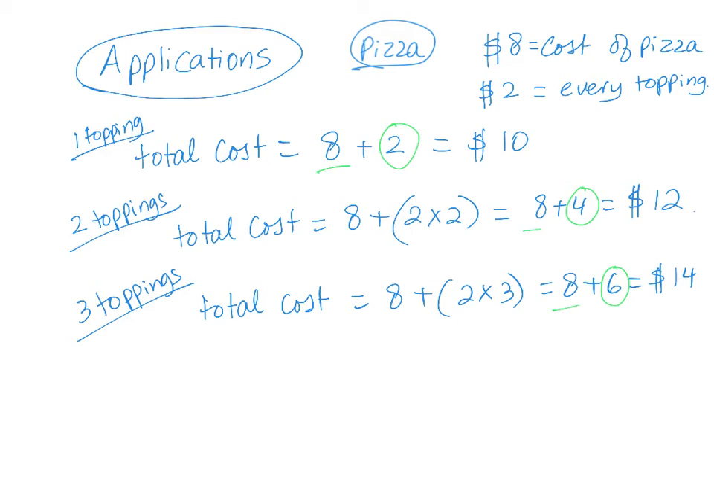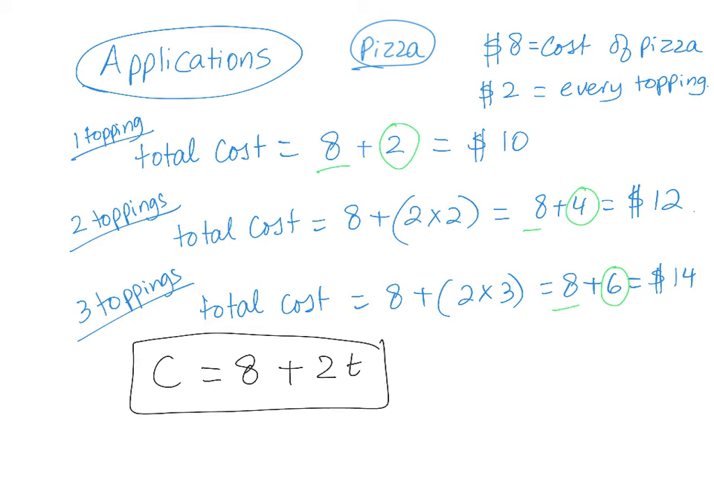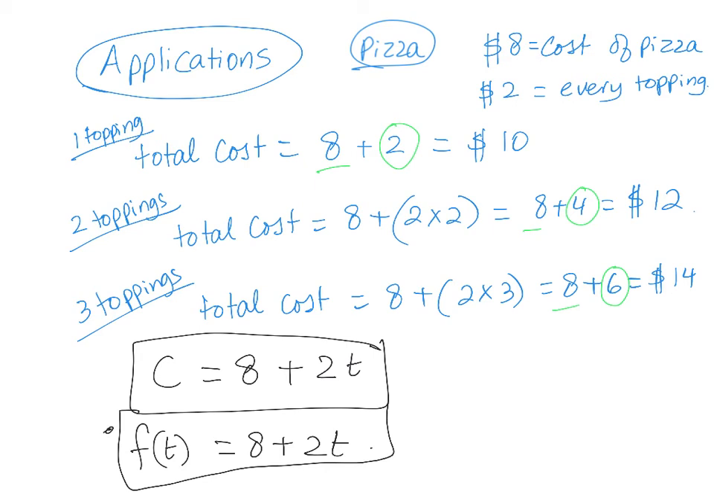So if I were to write an equation for this, what would I get? My cost would become 8 plus 2 times, and I can use any variable for the toppings. Let's say I want to use t. So this would be my equation. If I wanted to write it in terms of a function, I could write f of t is equal to 8 plus 2t. Same thing, right? So it's how I want to write it. Some questions will use the function method, some will write it in the equation form.